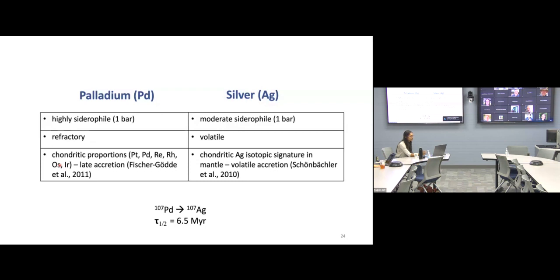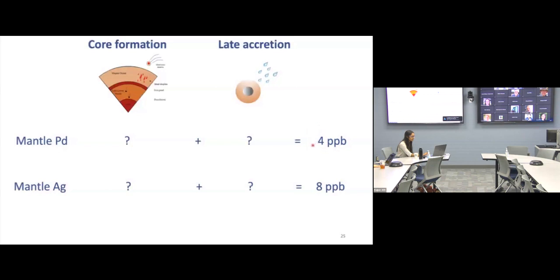But what we do know is the abundance of these elements in the mantle today. We can measure the abundances in mantle rocks, and we have those. But we don't know how much came from late accretion, and we don't know how much would have come from core formation. We do know, however, that some of the mantle budget for these two elements was delivered in late accretion due to the contradictory isotopic signatures. So what we set out to do was to understand how core formation would have affected the mantle budgets for these two elements.